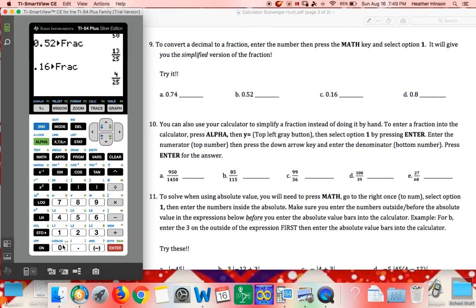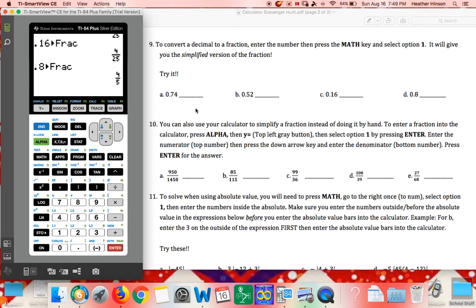And the last one, we have 0.8 or .8 if you want to put the 0. Math over here on the left. Enter on fraction, and enter one more time to get your answer. So very easy way for you to get a fraction so you don't have to change anything and do any math by hand. Your calculator will do it all for you. Okay, you can also use the calculator to simplify fractions.